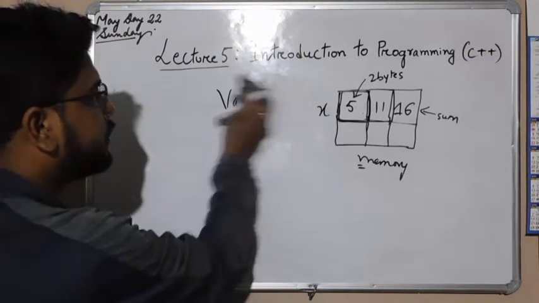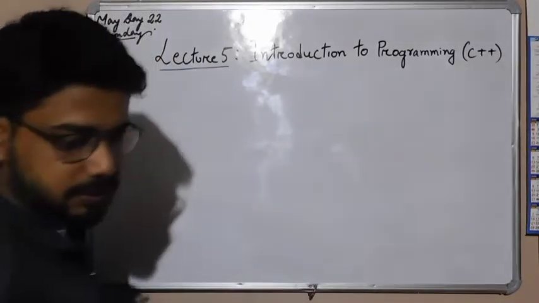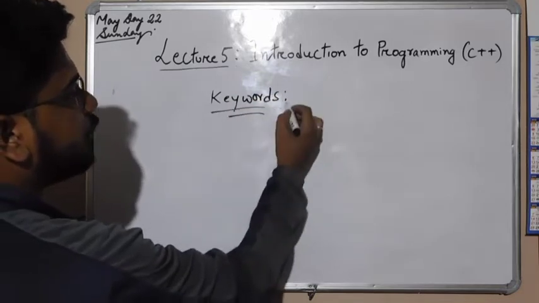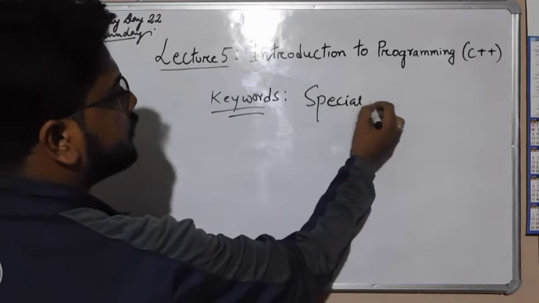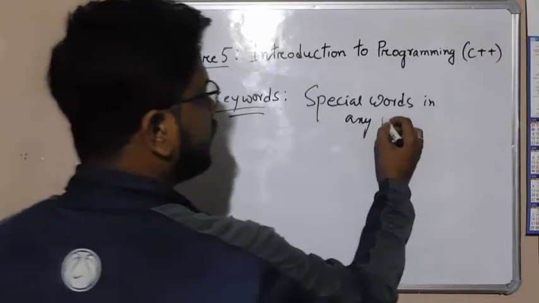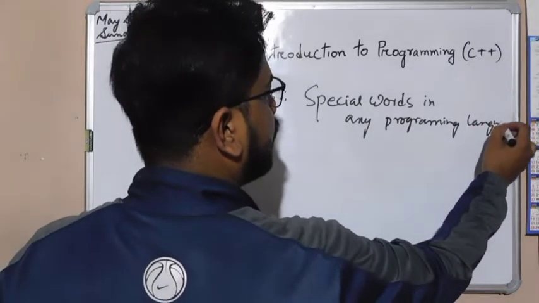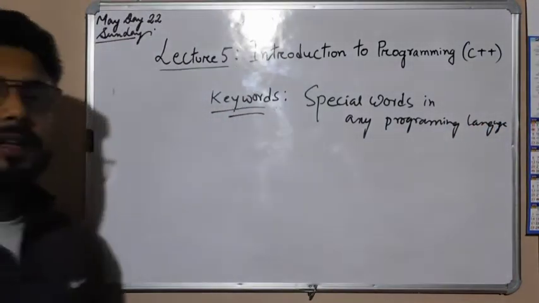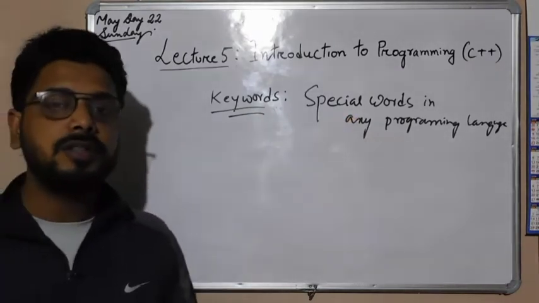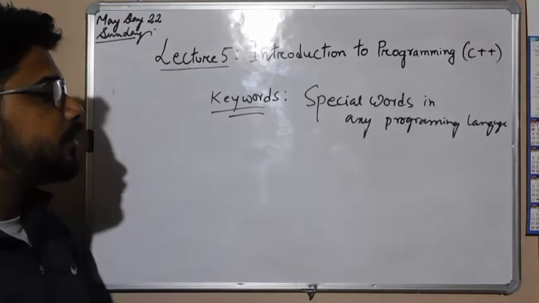Now coming to some keywords. Okay, now what are keywords? Keywords are special words in any programming language. Keywords are certain special words in any programming language which we cannot use according to our wish. Okay, we cannot use these special words in programming language according to our wish.